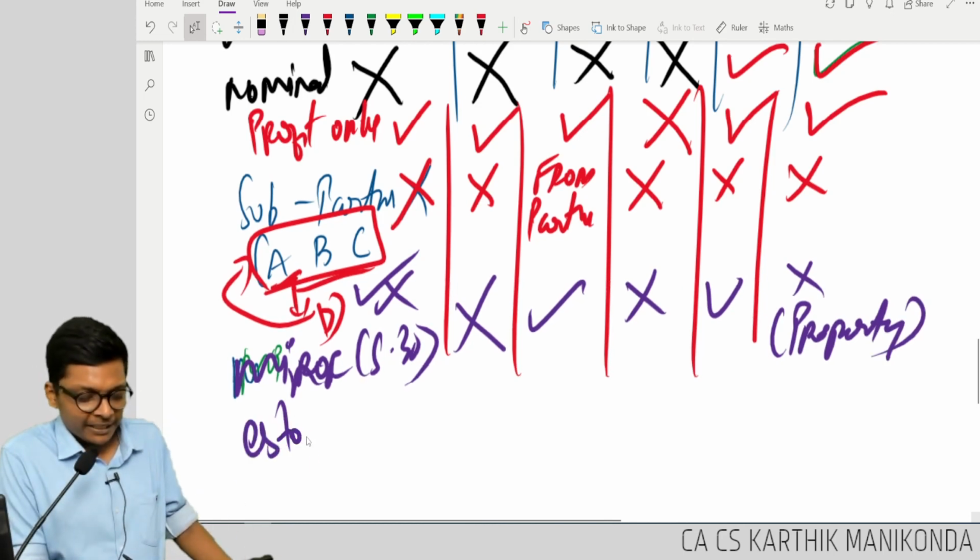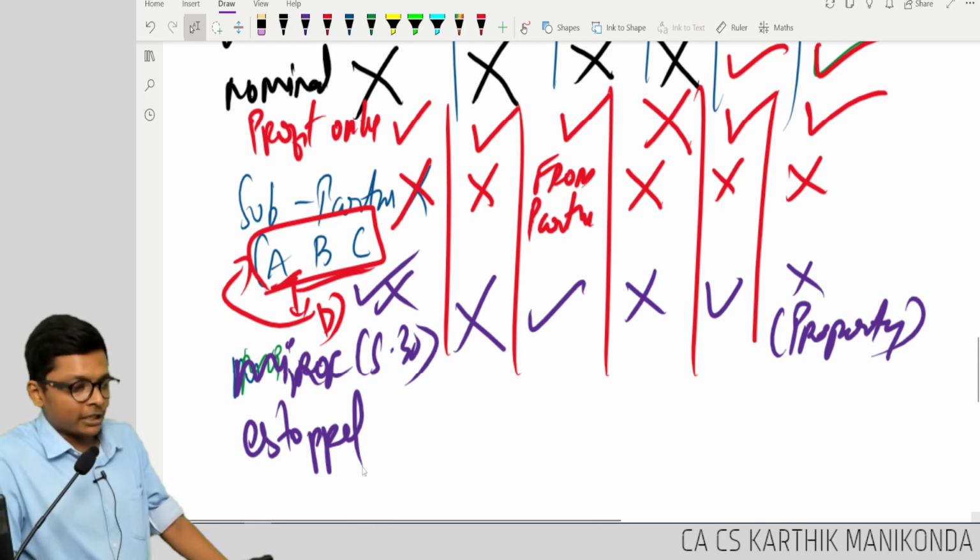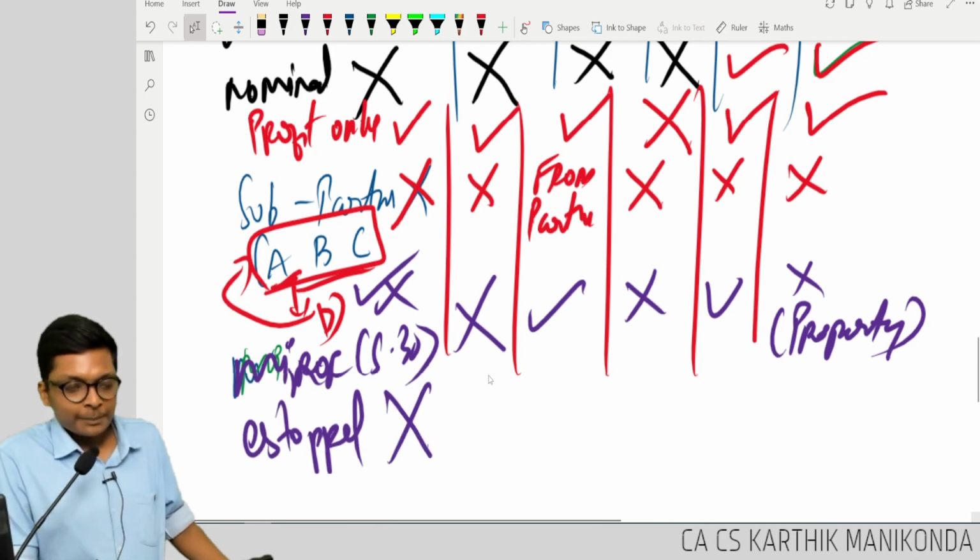Last one, partner by estoppel or holding out. Capital, no. Management, no. Profit, no.